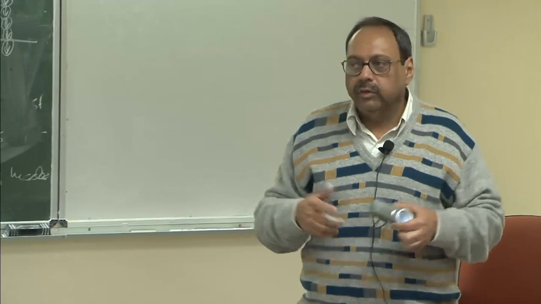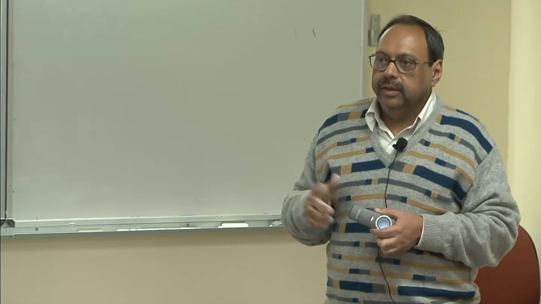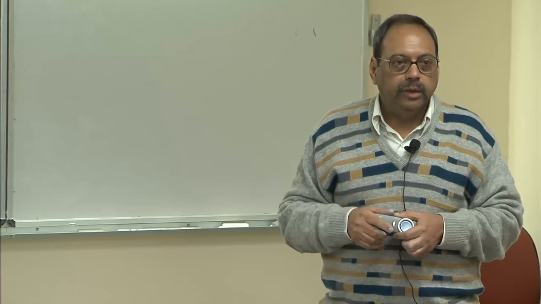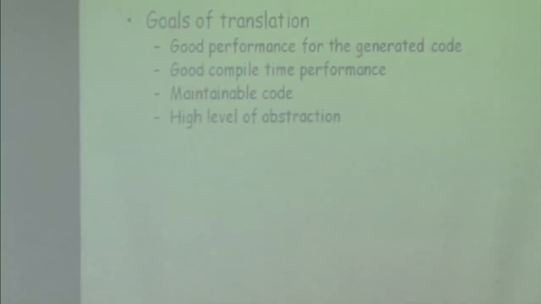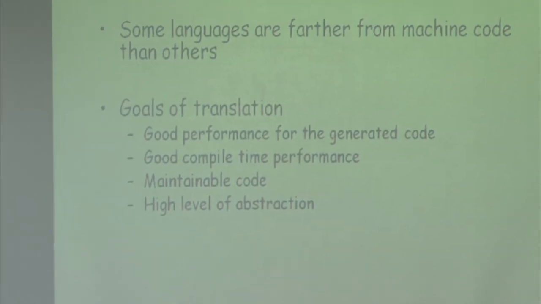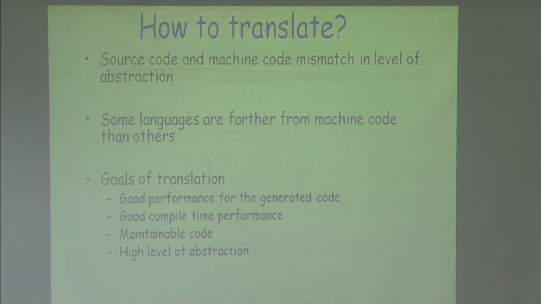Similarly, if it compiles very fast but says now I'm going to take 30 minutes to execute, okay, same scenario, this scenario will also not be acceptable to us. So we want good performance for both the generated code and for compile time code. Okay. Now these two issues we'll take up slightly later.